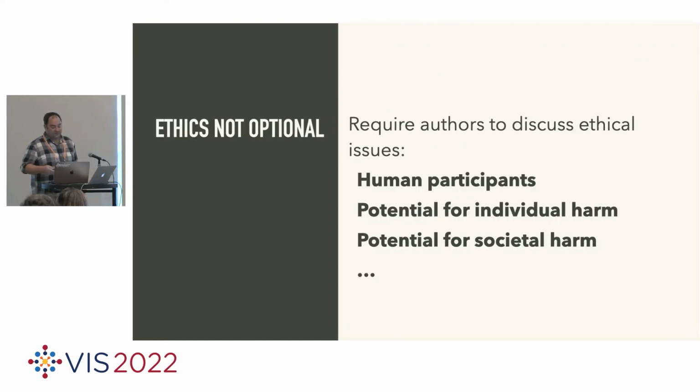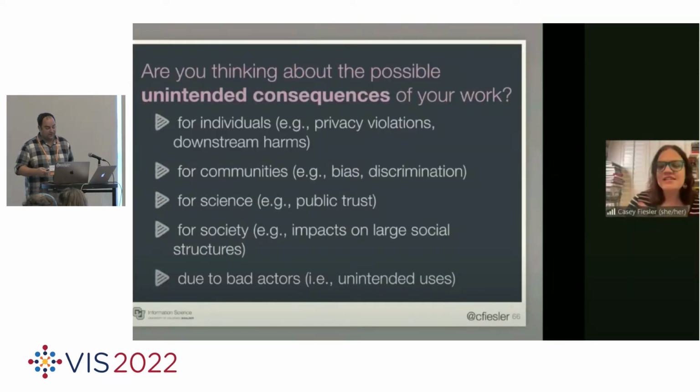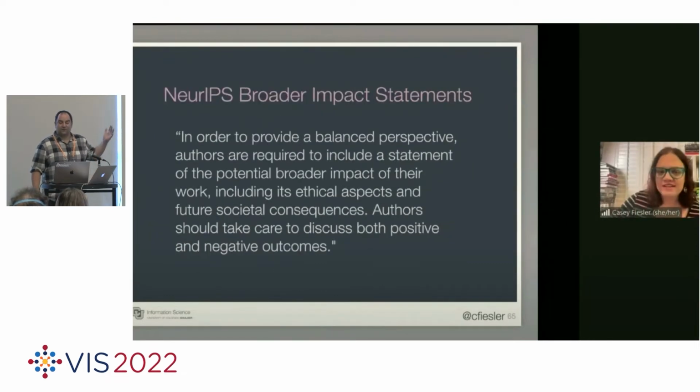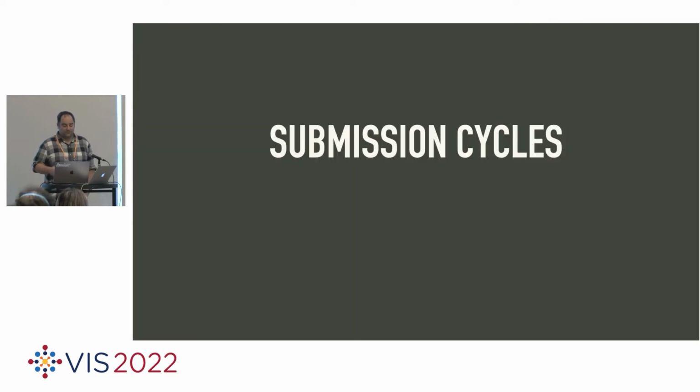So what I think is we need something like a required ethics section in papers. For example, authors should discuss ethical issues with human participants, potential harm for individuals, potential for societal harm. And Casey Fisher made this very good case, right? Here's a list of questions that you should be discussing in your paper. Are there any unintended consequences for individual communities, for science, for society due to bad actors? And other conferences do have this. There's the NeurIPS broader impact statement. In the interest of time, I'm going to leave it out there. But this has been done before. And at VIS, you cannot reject a paper for ethics violations.